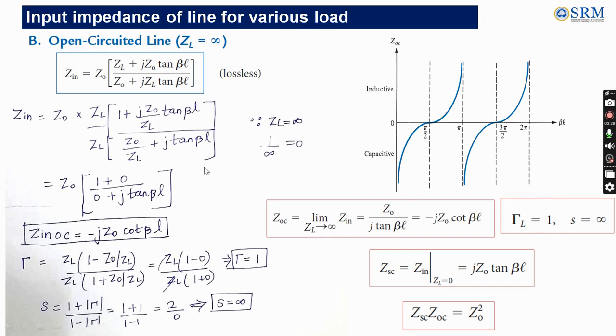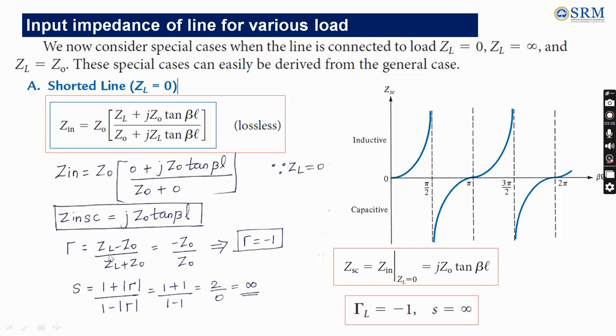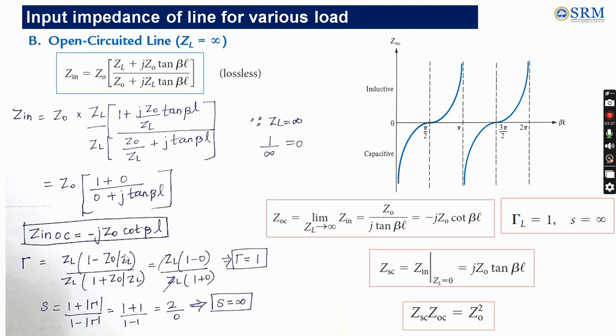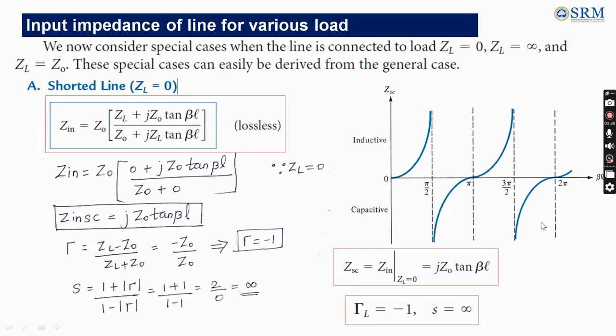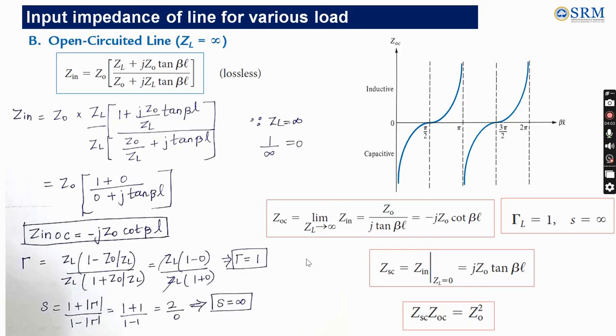Similarly, we can't substitute infinity directly in the reflection coefficient, so we take ZL out from the generalized expression. After taking it out, we get Z0 by ZL terms; applying ZL as infinity, 1 by infinity is 0, and we get 1 by 1, that is 1. So the reflection coefficient is 1, and the corresponding VSWR turns out to be the same, infinity. For both open and short circuit cases the VSWR is infinity. The reflection coefficient is -1 for the short-circuited load, and here it is +1.